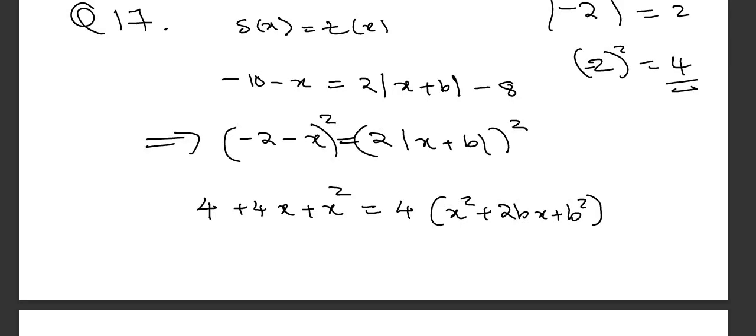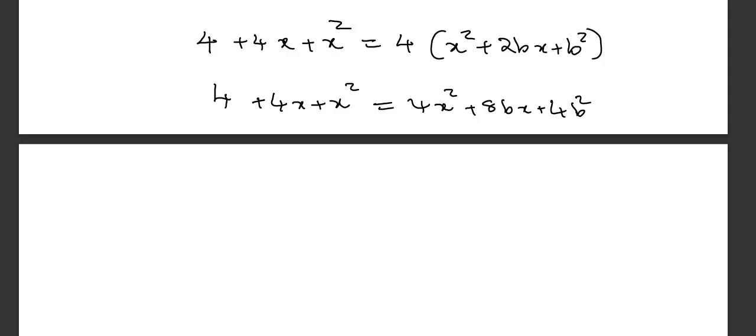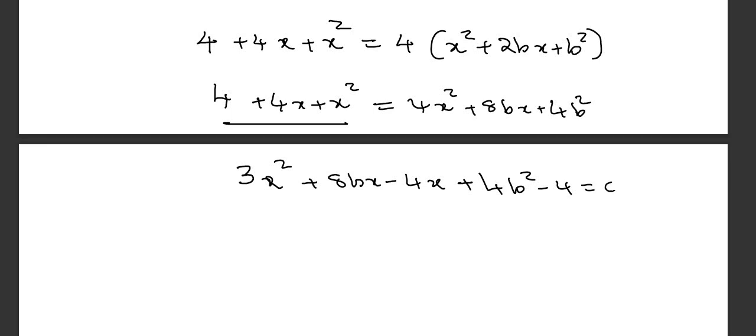So now from here we just expand and then try to solve this by gathering the like terms. 4x plus x squared is equal to 4x squared plus 8bx, then plus 4b squared. Then when we gather the like terms, I'll take everything on the left to the other side. So it's going to be 3x squared because of this subtracting with that. Then when I take this to the other side, it will be 8bx, then minus 4x. Then there's going to be a plus 4b squared minus 4. This is going to be equated to 0.